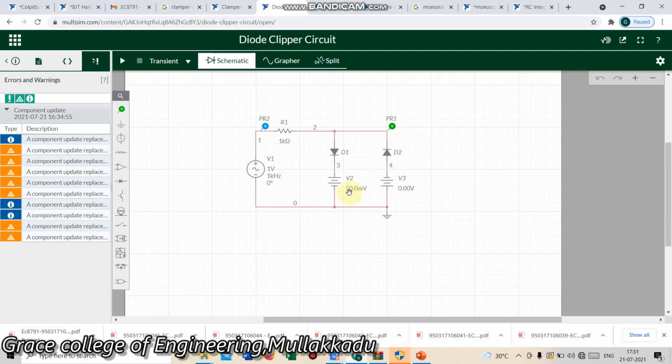Okay, above 50 millivolts is clipped, and here the voltage is not given, therefore the negative clipping is not performed here. Okay, so if we give some voltage value here, then negative clipping will also be there. For positive clipping we can avoid this particular area. For negative clipping we can avoid this connection.